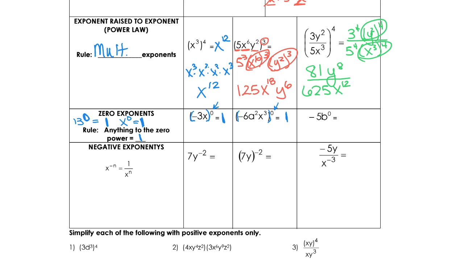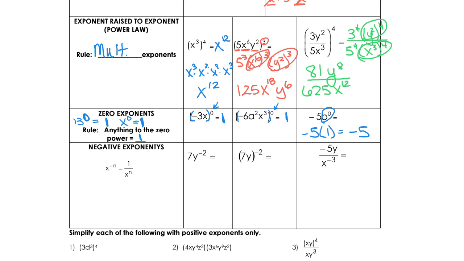However, in this last example, there's no parentheses. If there were, then I would say the answer is 1. But we're going to have to be very picky, and this is going to happen throughout the unit, and say that only b is being raised to the 0 power. So only b raised to the 0 power is going to give you a 1. The negative 5 is still going to be there times that 1, and your answer is actually negative 5. So it gets a little bit tricky.